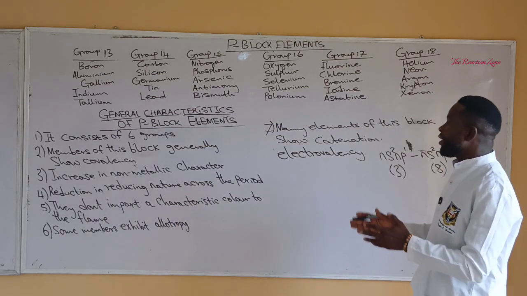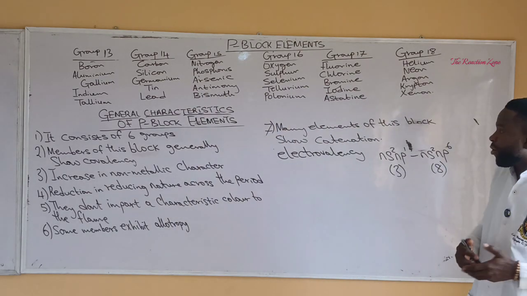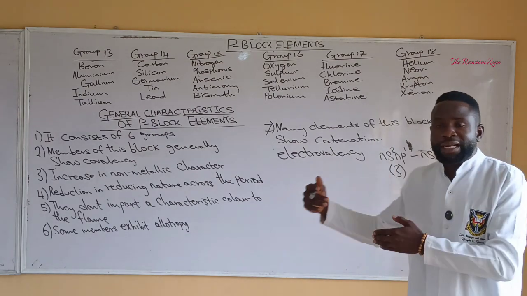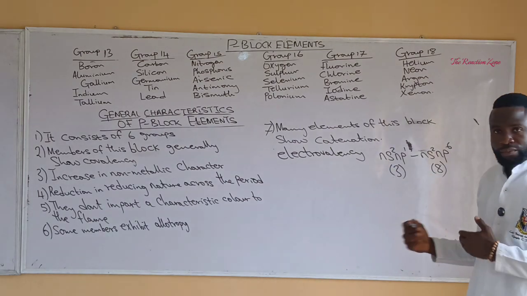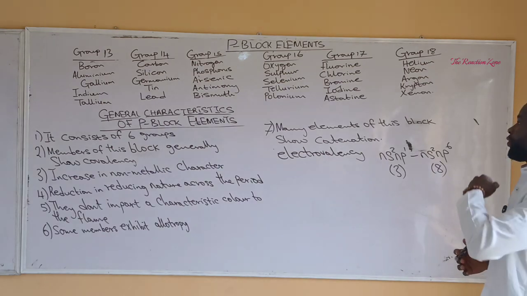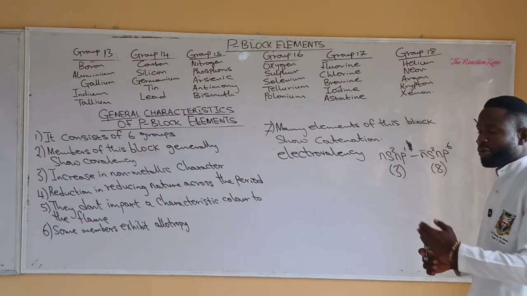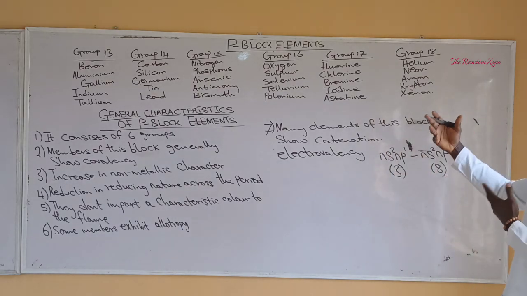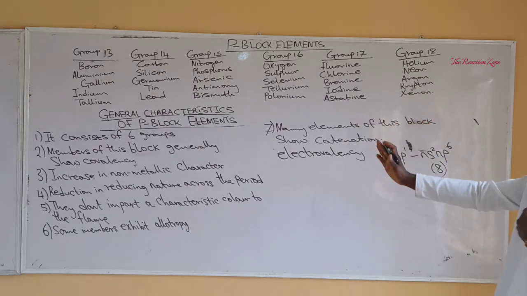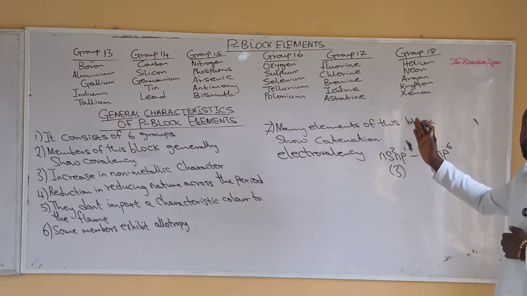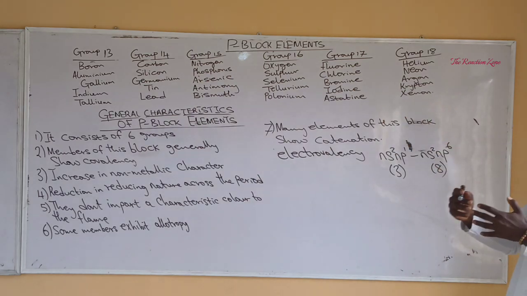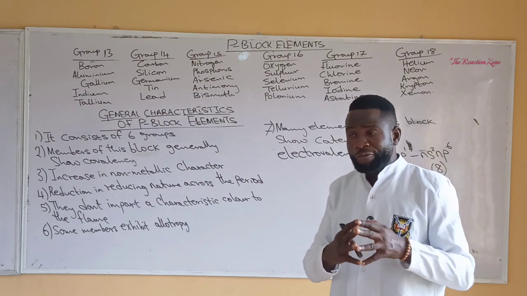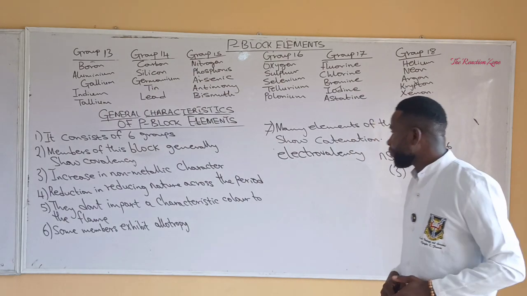Now, as you move from left to right across a period of P block elements, there is an increase in non-metallic character, which means to the left of a period of P block elements, you find metals. Towards the middle, you find metalloids and some non-metals. And to the extreme right, you find non-metals. So, non-metallic character increases across a period of P block elements as you move from left to right.